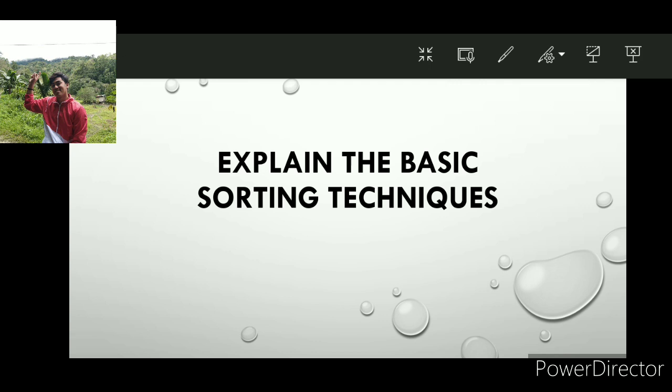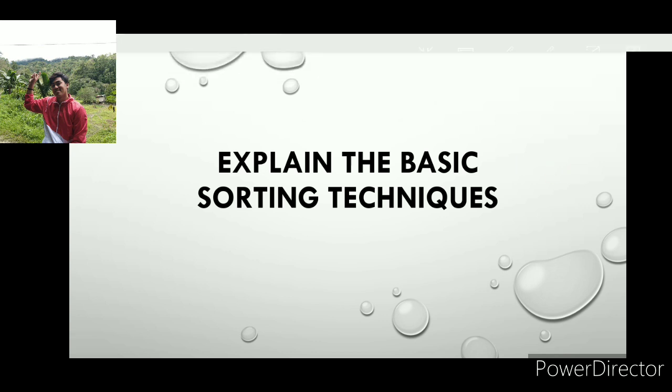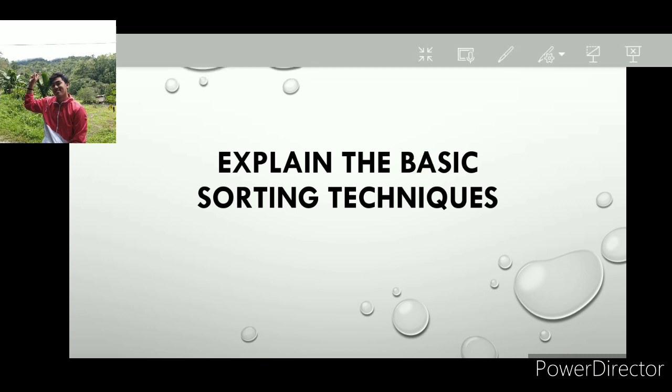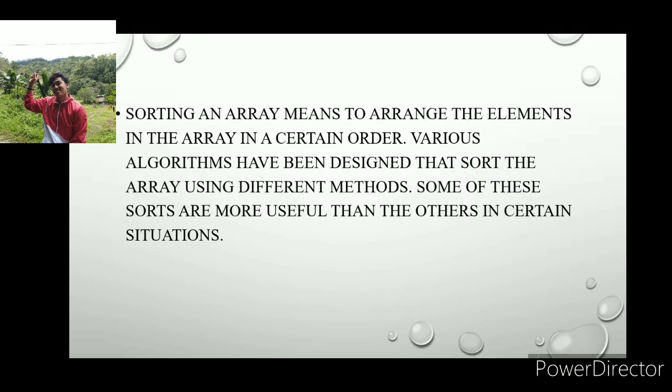Explain the basic sorting technique. First, sorting an array means to arrange the elements in the array in a certain order. Various algorithms have been designed that sort arrays using different methods. Some of these sorts are more useful than others in certain situations.